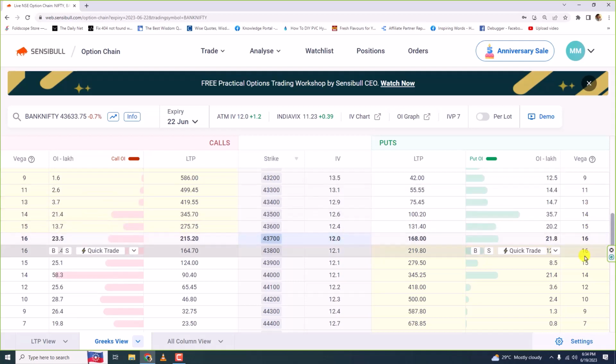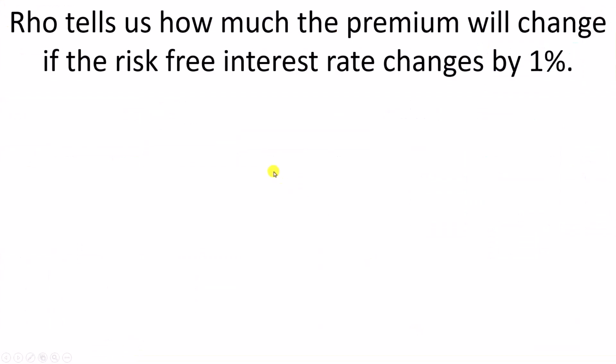So here also you can see the Vega values. Okay. So the final and the least important option Greek is rho. I am not going to explain much about rho because I have already explained the effect of interest rate on the premium of an option. In one of my older videos, I have explained how interest rate affects the premium. So not much left to explain here.